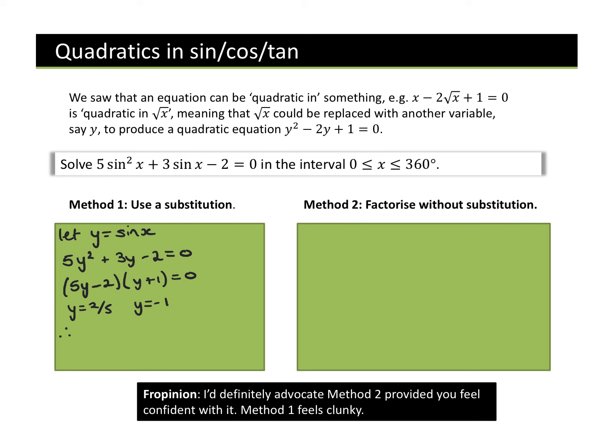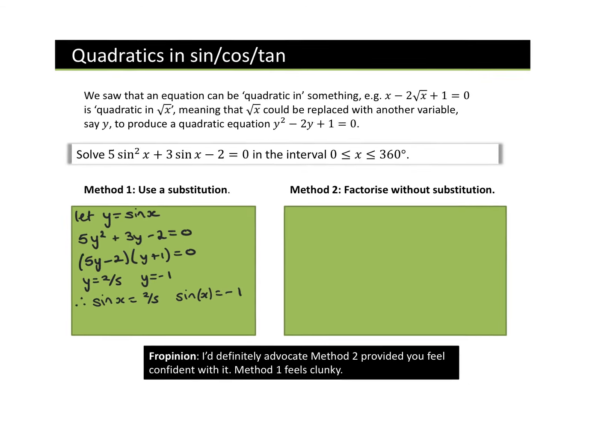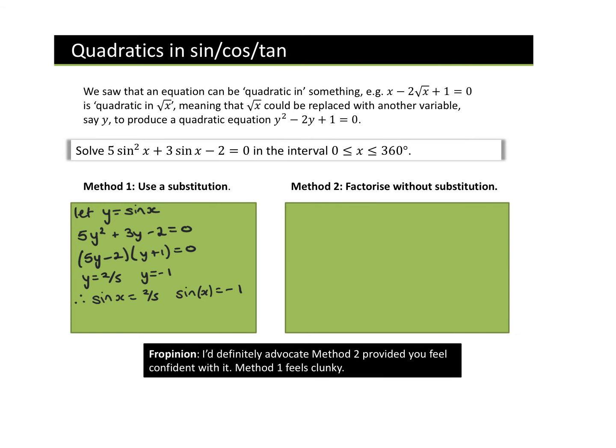Therefore, using my substitution y equals sine x, I'm going to have sine of x equals 2 over 5 and sine of x equals negative 1. So now from there, I can use my CAST diagram to find my degrees, and I'm going to do that in a second. The other method is factorise without substitution. You should be fairly happy that instead of having this as a y, we can just write sine x. So we're going to have 5 sine squared x plus 3 sine x minus 2 equals 0.